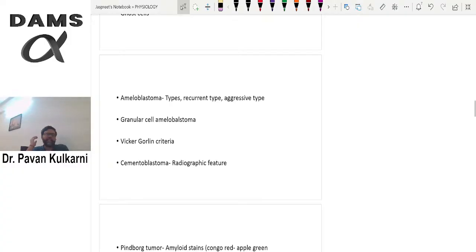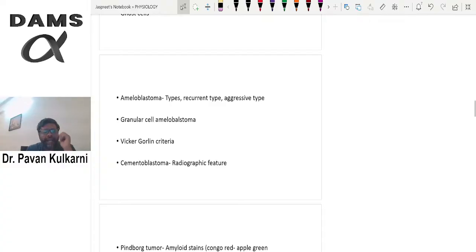Like follicular, acanthomatous, plexiform, granular cell. All those types of ameloblastoma we are supposed to know. Which is the most recurrent type? Which is the most common aggressive type? All those questions you are supposed to know. And then specifically the question comes on granular cell ameloblastoma, that it is a very aggressive type. Granules are lysosomes, all those things.